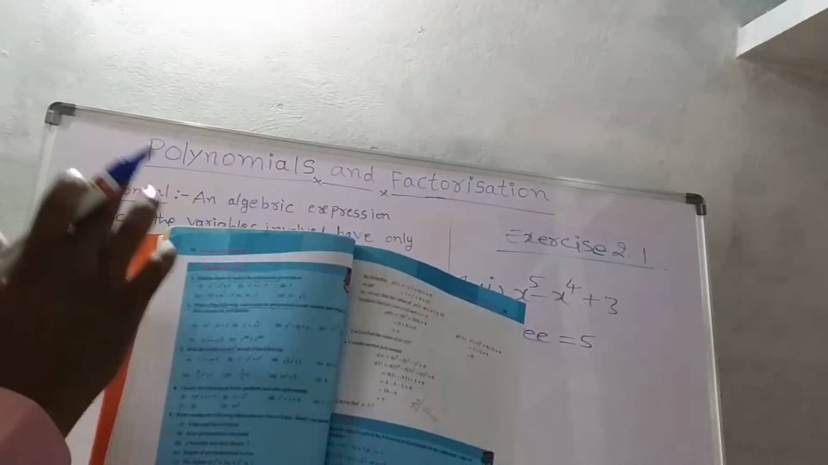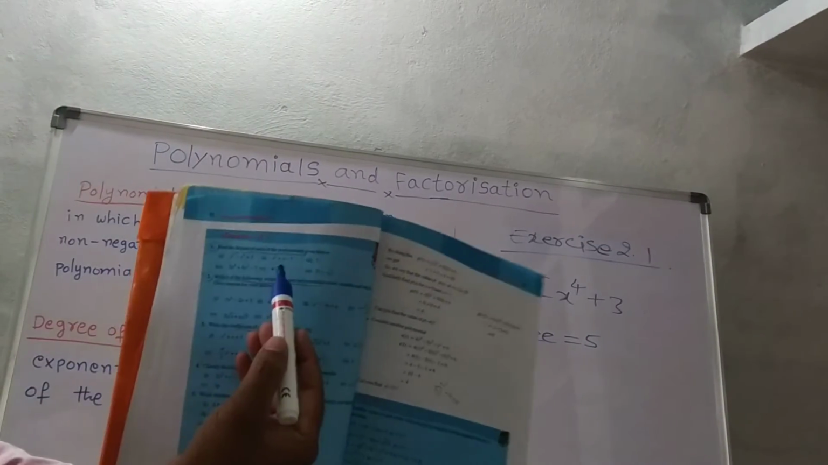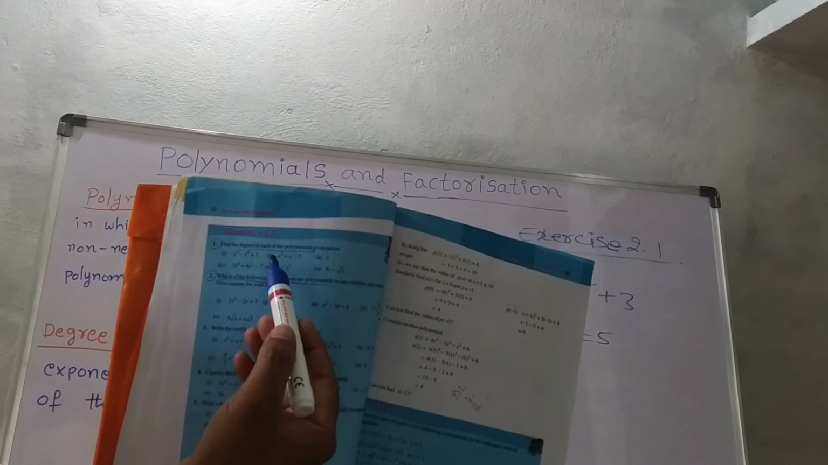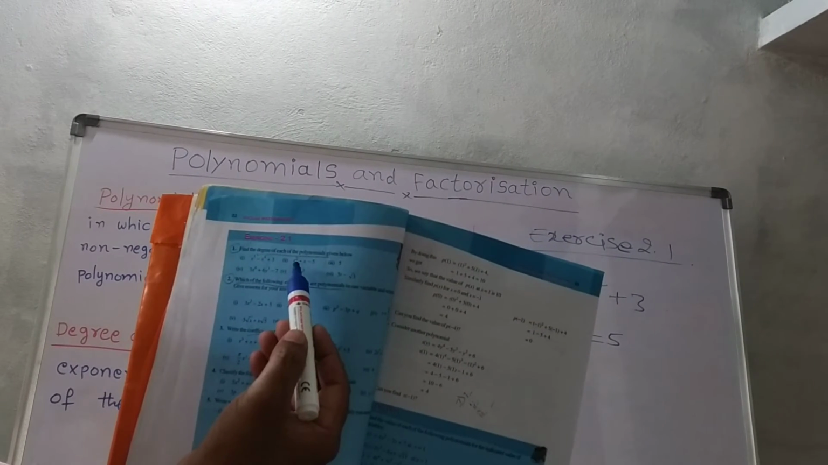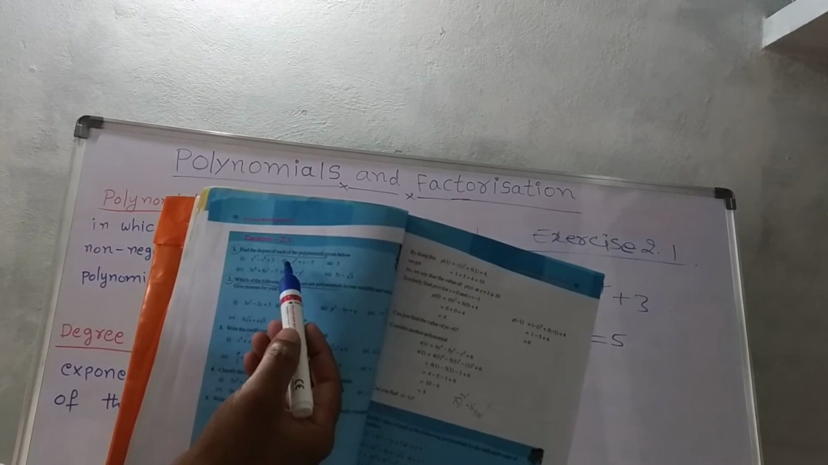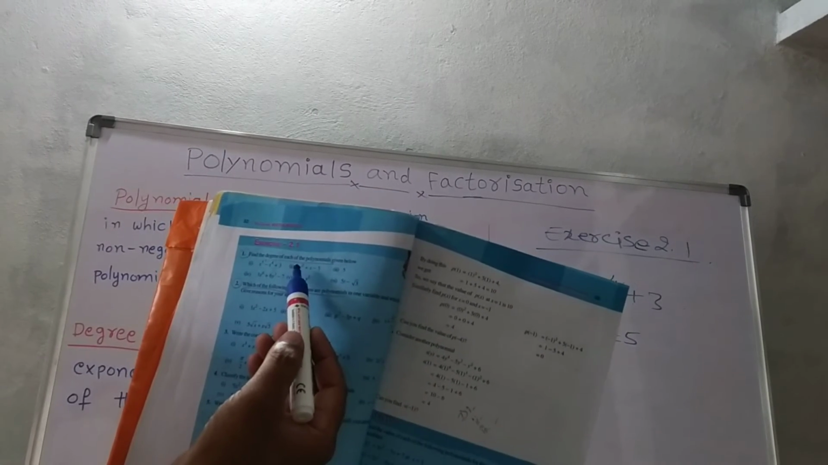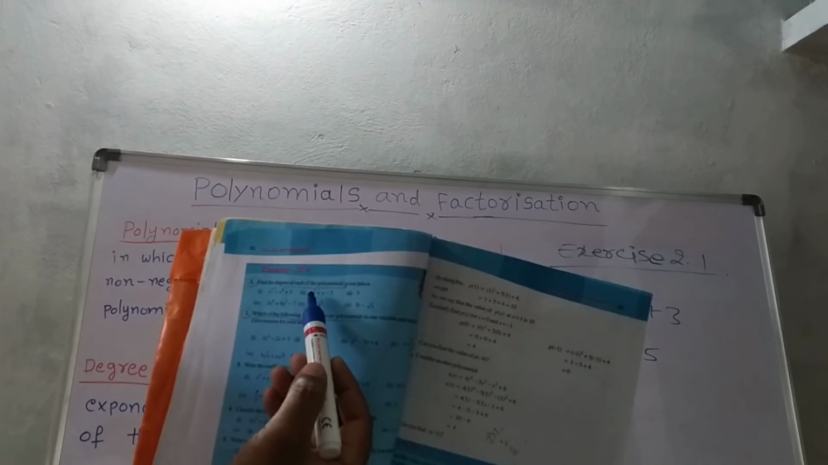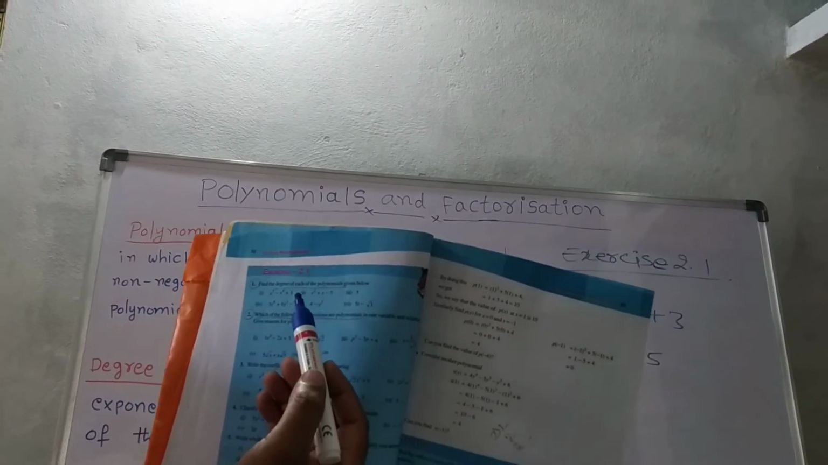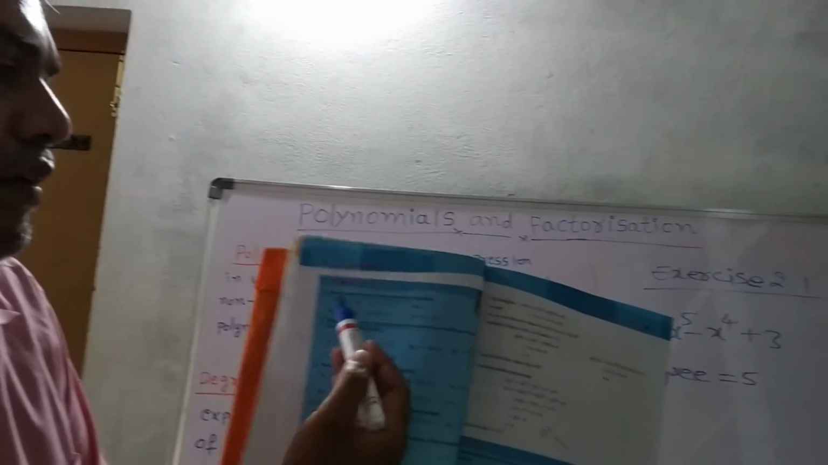In the same manner, we have to solve the remaining problems. So I have to find the degree of the polynomial. For example, the second one has two variable terms, x square and x. In the first term the exponent is 2. That's why this is the highest exponent. That's why the degree of the polynomial is 2. In the same manner, we have to solve the remaining ones.